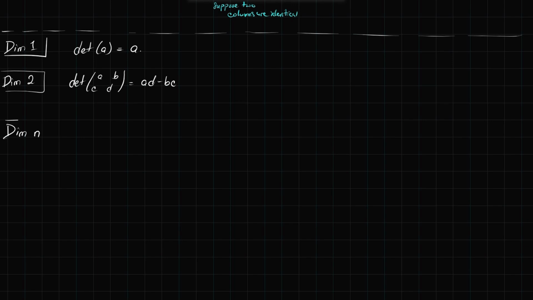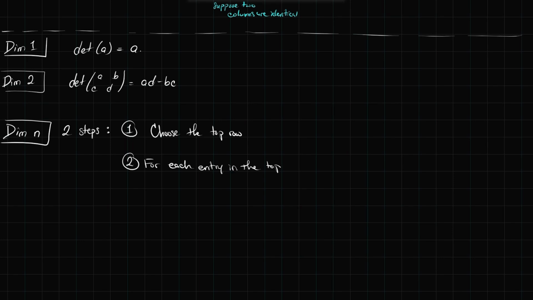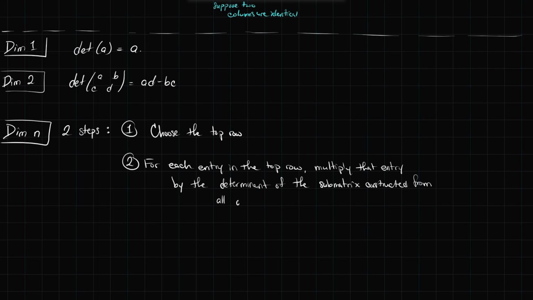Let's say in dimension N, what you do is two steps. You first choose the top row of your matrix. And then for each entry in the top row, multiply that entry by the determinant of the sub-matrix constructed from all other columns without the top row.